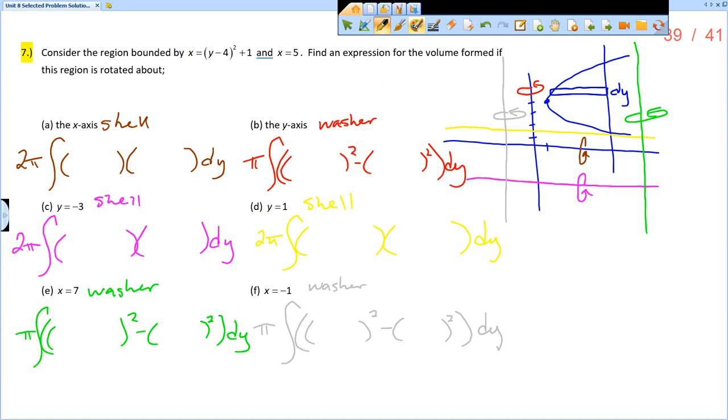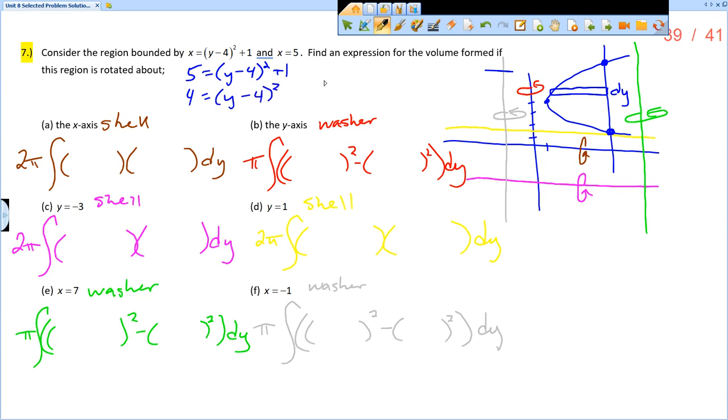All right, so next things. I need to know these points of intersection. So I know what we're integrating. We're all integrating with respect to y, so I need to know the lowest value to the highest value. So how do I find that? Well, I'm going to set the two equations equal to each other. I'm going to set 5 equal to this. So 5 equals (y minus 4) squared plus 1. So I'm going to subtract 1. I get 4 equals (y minus 4) squared.